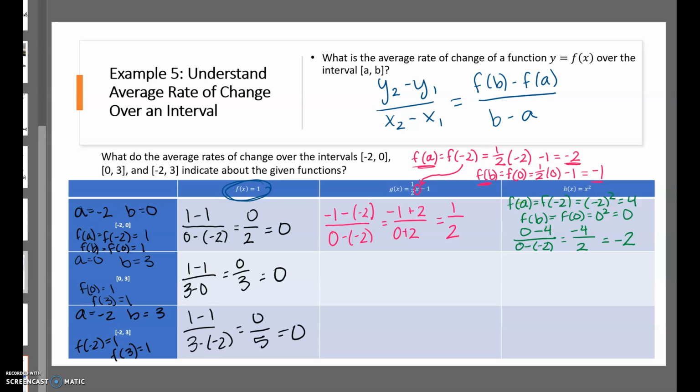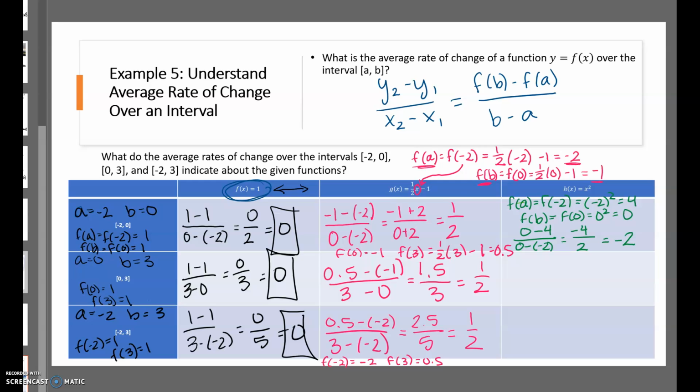So here's the first column done, and as you can see, we got 0 on all 3 answers. So the average rate of change stayed the same here, and that's because if we were to graph f of x equals 1, it's a constant line. The slope is not going up or down, it is just constant straight. Go ahead and finish the next column.